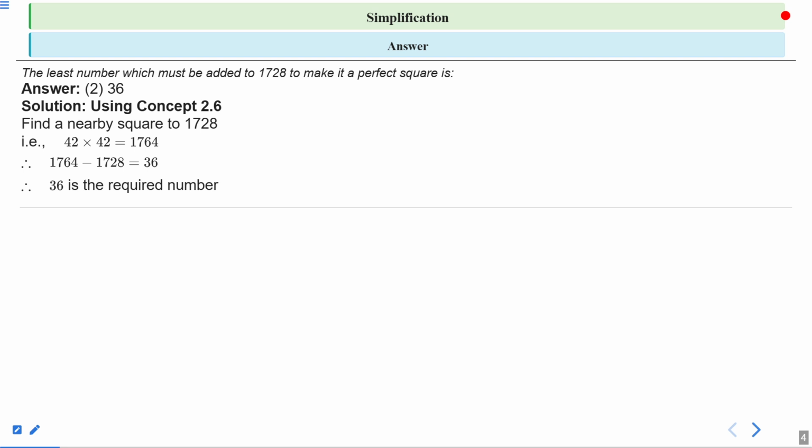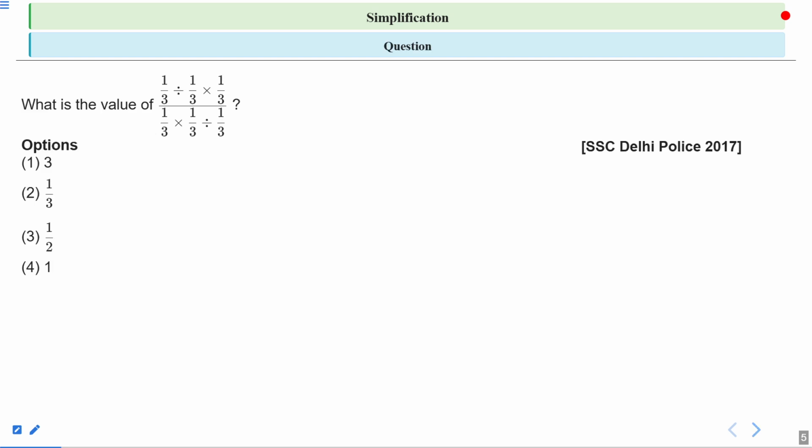Next one. What is the value of 1 by 3 divided by 1 by 3 multiplied by 1 by 3, whole upon 1 by 3 multiplied by 1 by 3 divided by 1 by 3? This question was asked in the SSC Delhi Police exam in 2017. There are four options. First is 3, second is 1 by 3, third is 1 by 2 and fourth is 1.